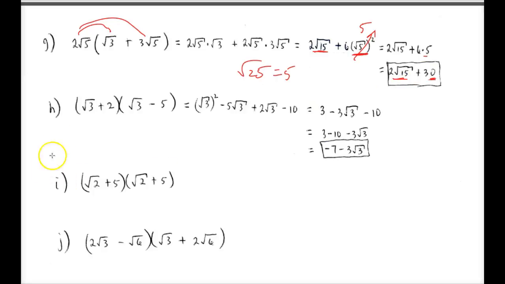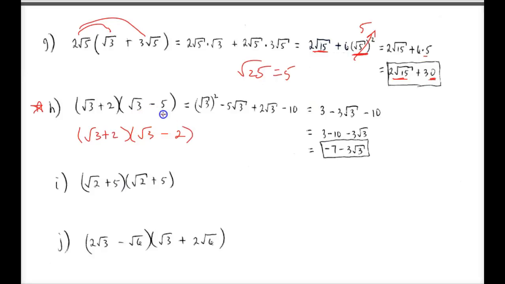Okay. In example H, notice that this is not a situation where we have a conjugate. Okay. In order for us to have a conjugate, this would have to read something like this.